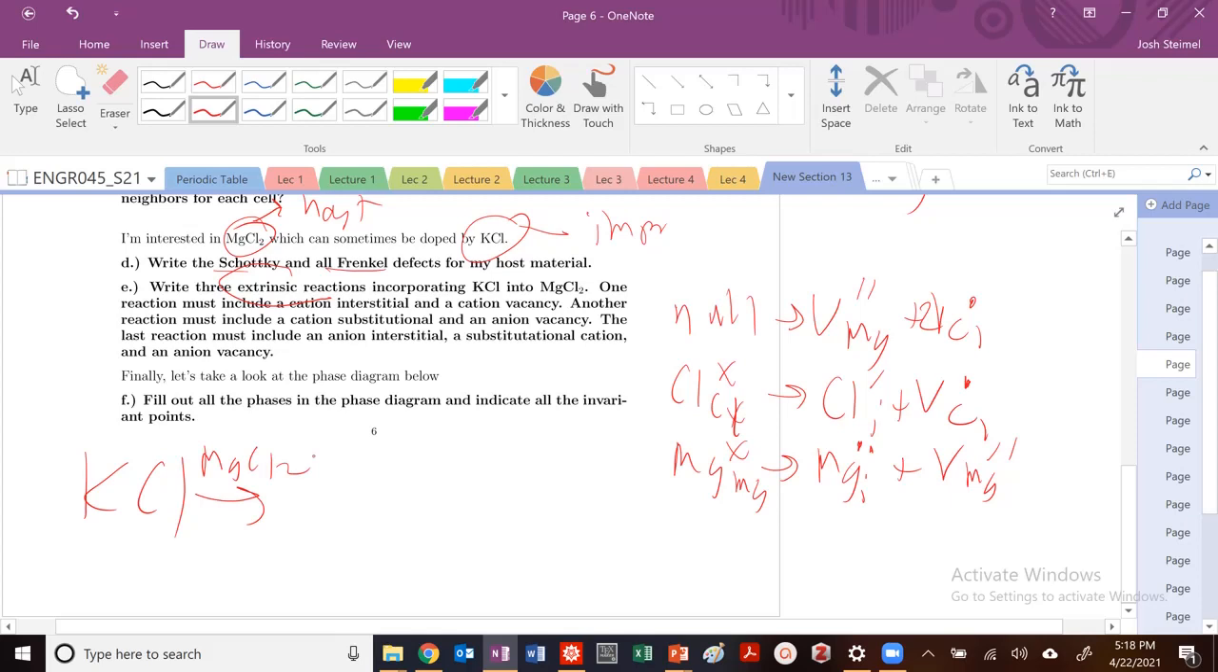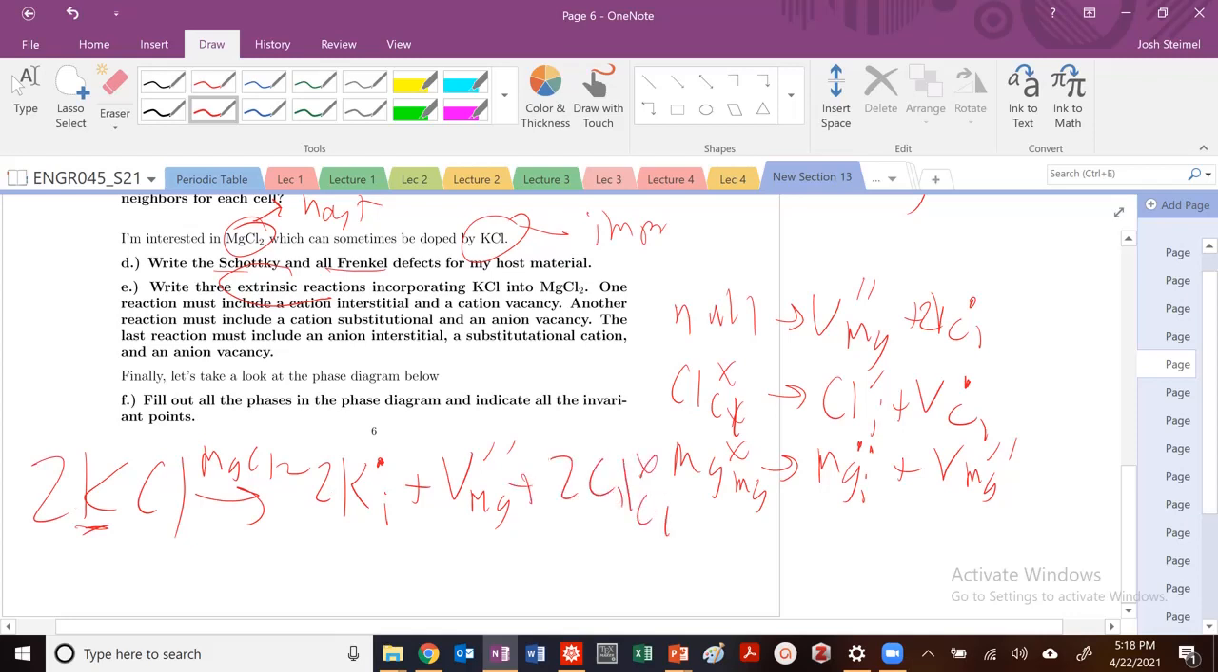It has to include a cation interstitial and a cation vacancy. So a cation is going to penetrate in here, so K interstitial, which is going to be a positive one charge, plus a cation vacancy. I can only create a vacancy in my Mg, so my Mg is going to be minus 2. So I'm going to have to do 2 KCl plus 2 Cl.